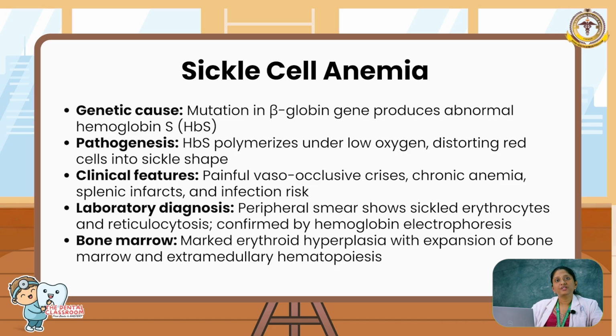On the peripheral smear, we can see sickled erythrocytes and reticulocytosis, and this condition can be confirmed by hemoglobin electrophoresis, where we can demonstrate hemoglobin S. The bone marrow in these patients reveals marked erythroid hyperplasia with expansion of the bone marrow and extramedullary hematopoiesis.